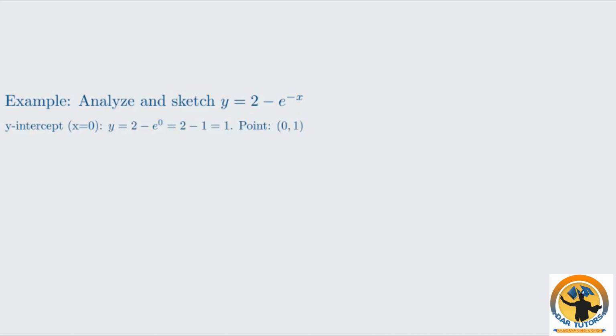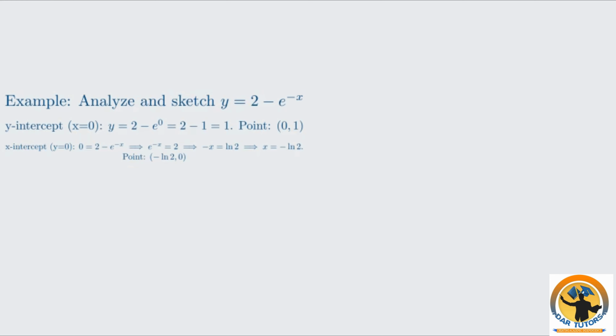For the x-intercept, we set y equals 0. 0 equals 2 minus e to the power of negative x. This means e to the power of negative x equals 2. Taking the natural logarithm of both sides, negative x equals ln 2, so x equals negative ln 2. The x-intercept is at (negative ln 2, 0).